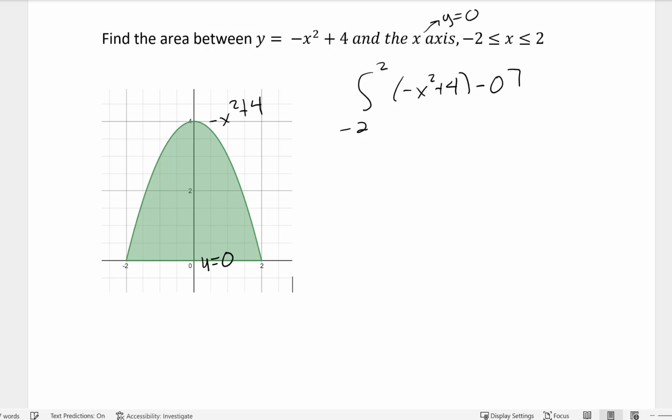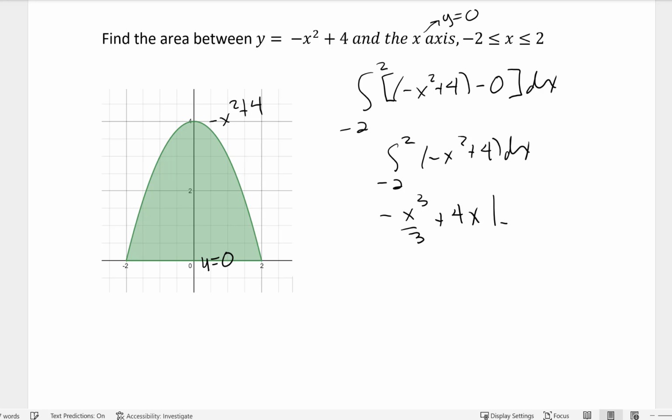So we are going to integrate from negative 2 to 2 of negative x squared plus 4 and then minus 0 dx. This 0, because it's behind the function when I'm subtracting, doesn't do anything. It goes away, so I'm just going to drop it. So I'm going to have negative 2 to 2 of negative x squared plus 4 dx. Right. Integrate again with the power rule. I have negative x cubed over 3 plus 4x. This is negative 2 to 2.